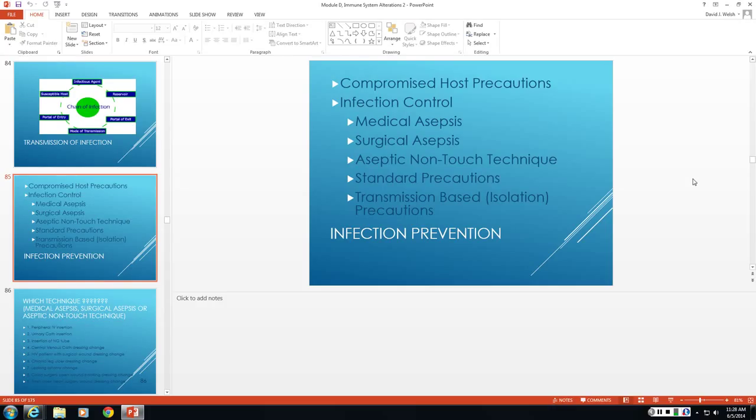So, for your compromised host precautions, you're going to do infection control. So the best way to prevent this is you want to do medical asepsis, surgical asepsis, aseptic non-touch technique, standard precautions, and transmission-based precautions or isolation precautions.